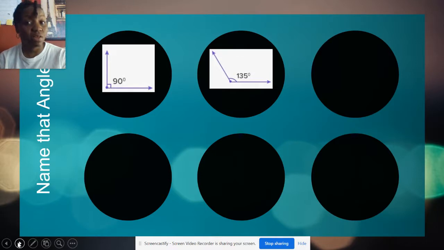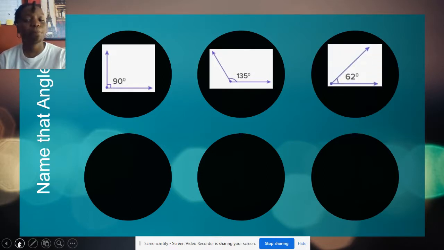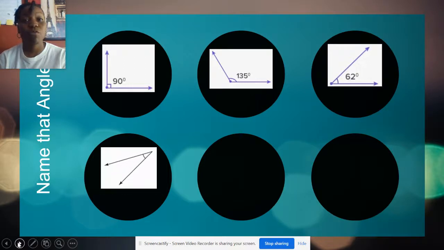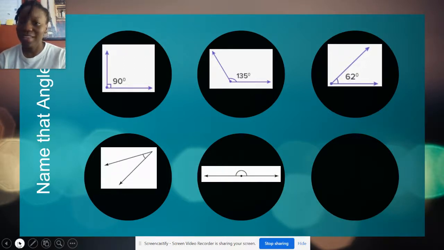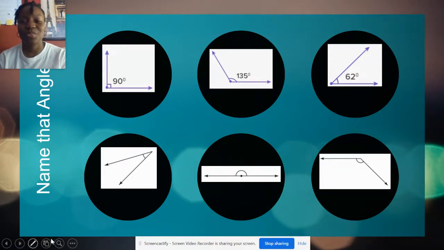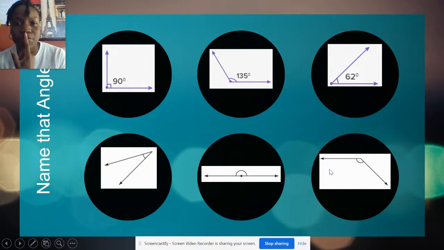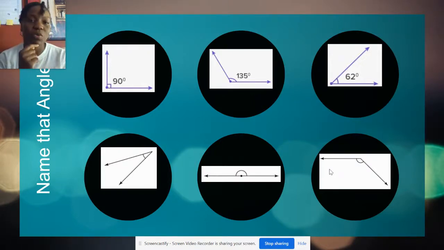Can you name this angle? What about this angle? How about our fourth angle? Our fifth angle? And our sixth angle? We have 6 angles. Can you name them? If you need to pause the video, you can. Let's see how well we do.